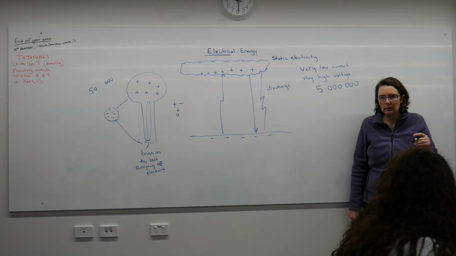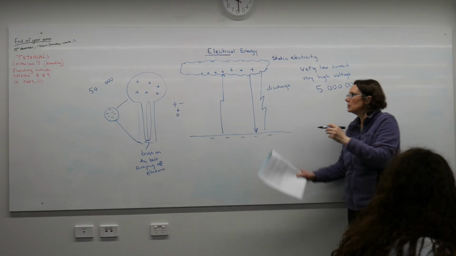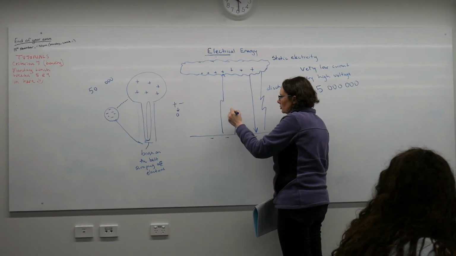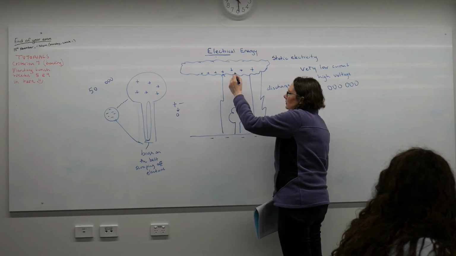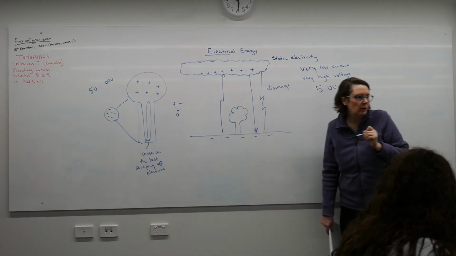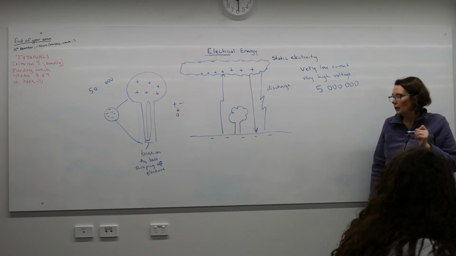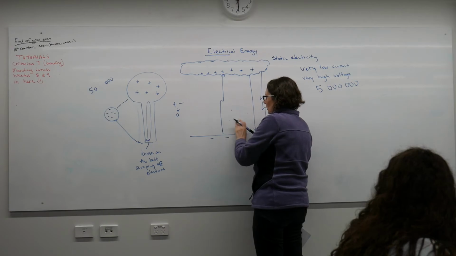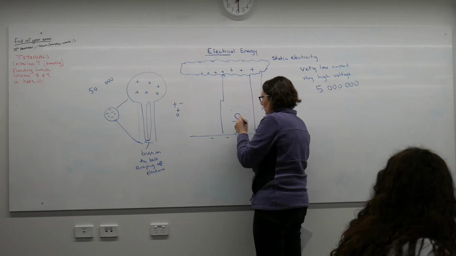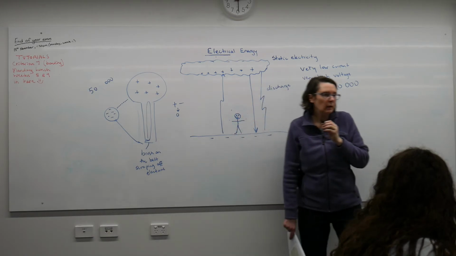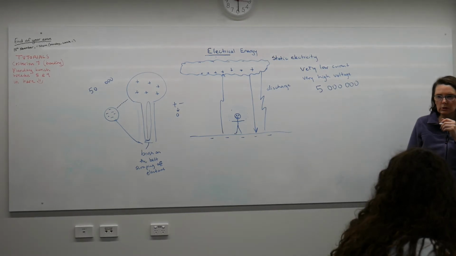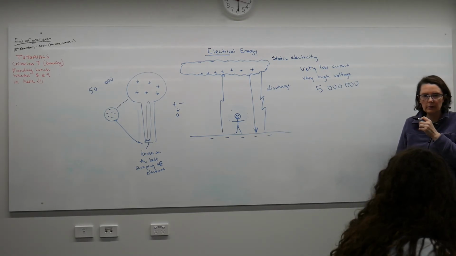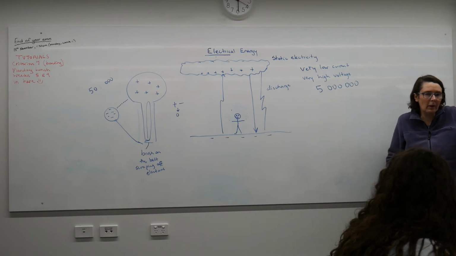And so the shorter distance here is going to, like if I had a tree here, then it's going to be likely to be struck because it's closer. And if you're standing there and there is no tree, you're going to get struck because you're going to present the path with least resistance, or a shorter path to travel.